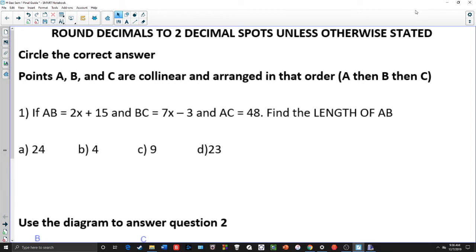So today we're going to be going over the semester one final for geometry. So let's go ahead and get started. This might take a little bit longer than usual because of the length of problems, but shouldn't be too terribly bad.